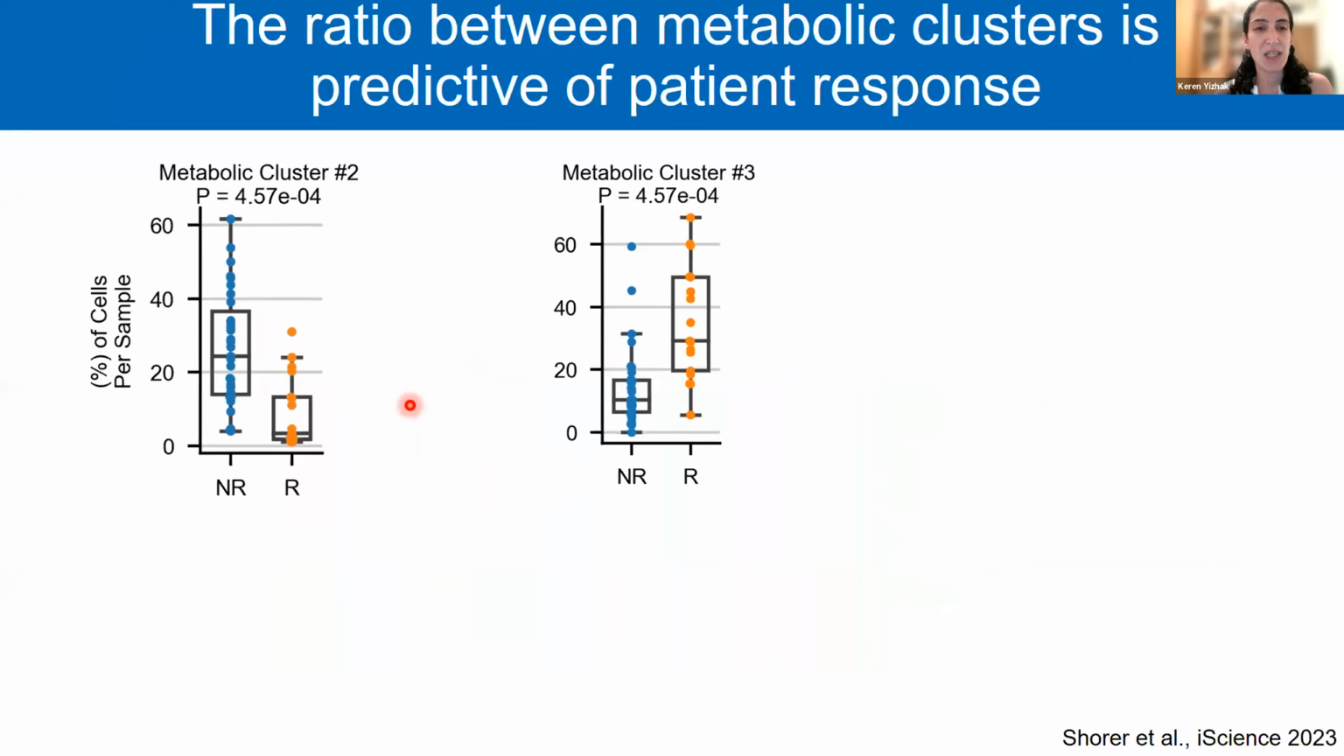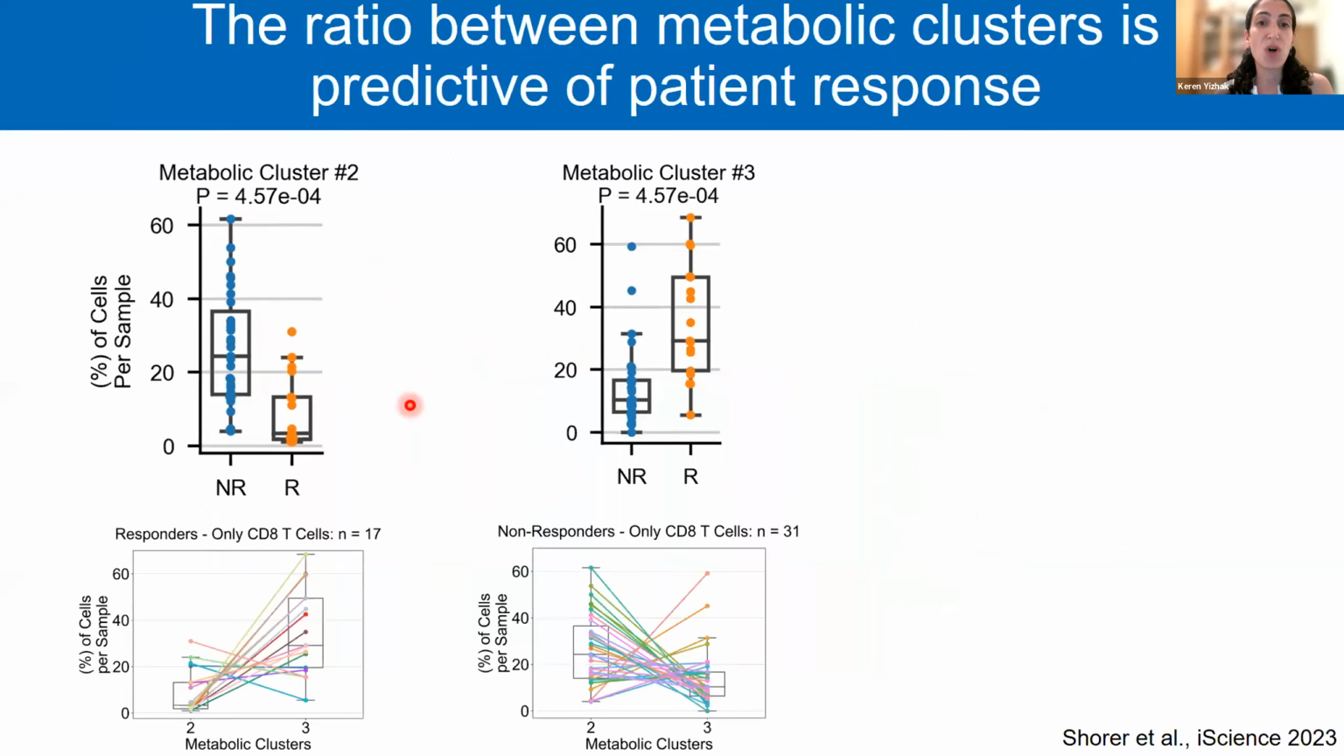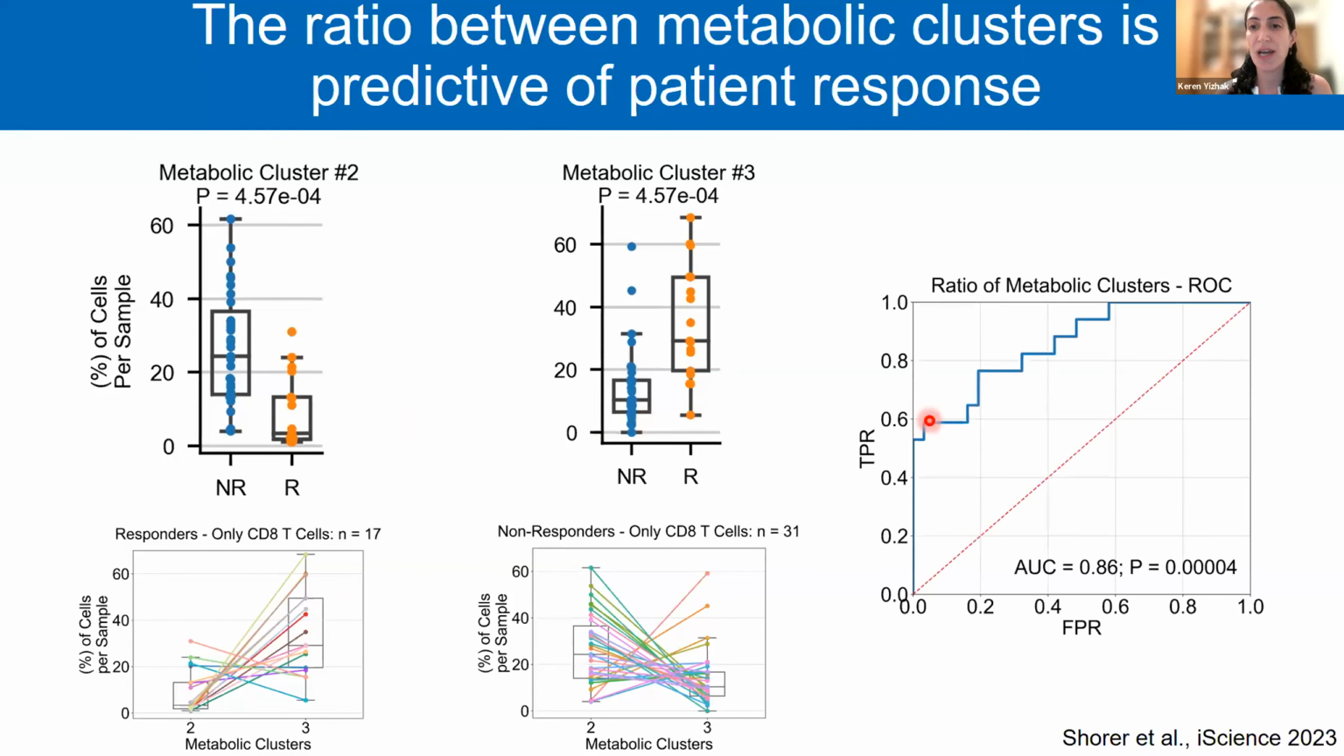As in the case of the activation and exhaustion states, both of them coexisted in each and every one of the patients, but metabolic cluster number 3 was more abundant in non-responders, and metabolic cluster number 2 in responders. And again, the ratio between them was highly predictive of patient response.